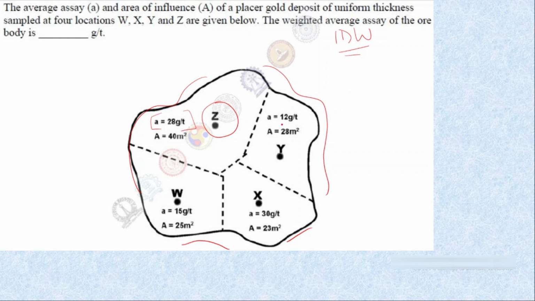And one more thing, you have been given the area now, not the distances, so you need not put p equal to 2, it is already in square, so you just put p equal to 1 and calculate the average value of this whole ore body. So this will be homework for you, or a practice question for you.